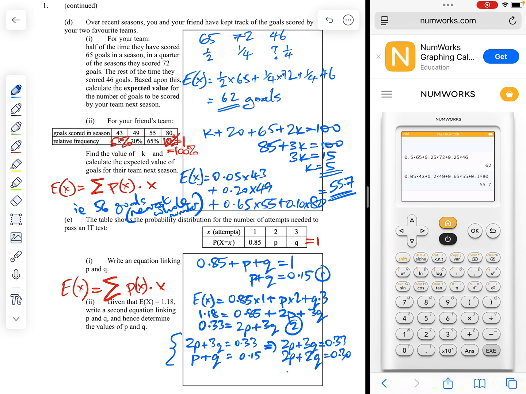2P minus 2P is 0. 3Q minus 2Q is Q. 0.33 take away 0.30 is 0.03. We now have Q is 0.03. If we now take this value for Q and put it in here, we can now write that P plus 0.03 is 0.15. P is going to equal 0.12.